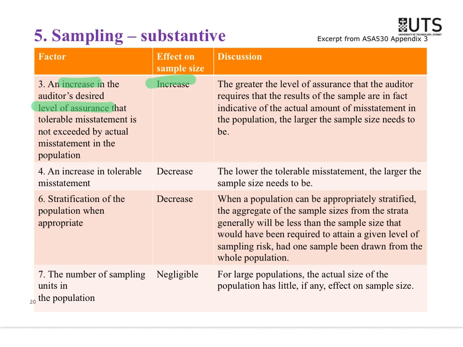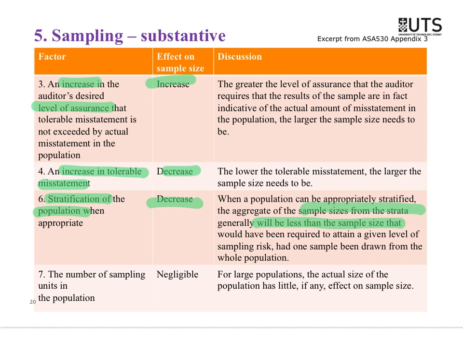If I'm going to raise my materiality, I collect less. If I'm going to stratify my population, I collect less. The key here is that the sample sizes from the strata are generally less than sample sizes if we used the entire population as one big group.